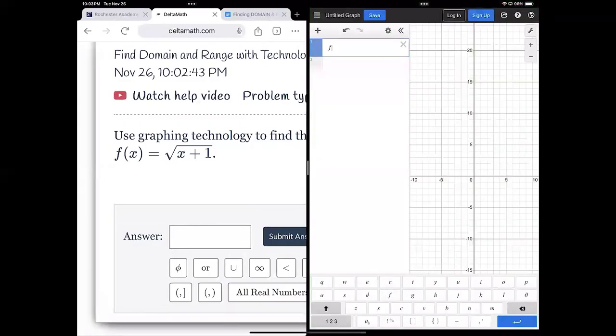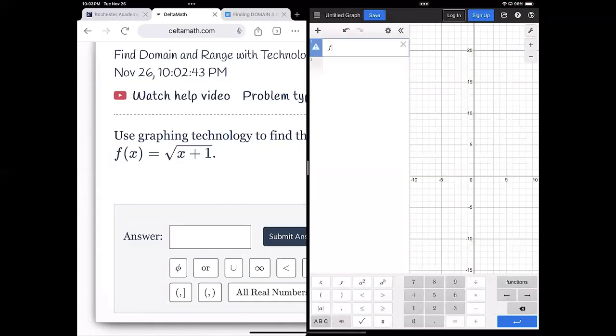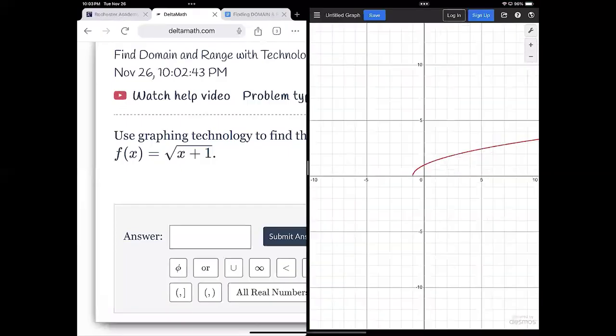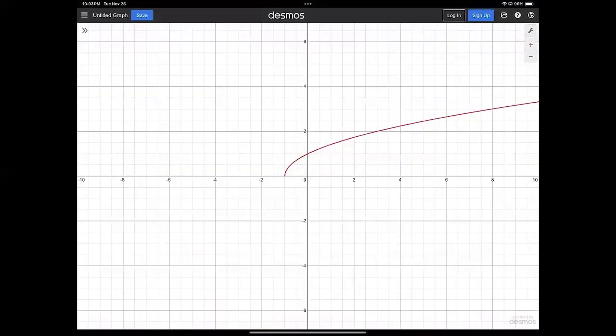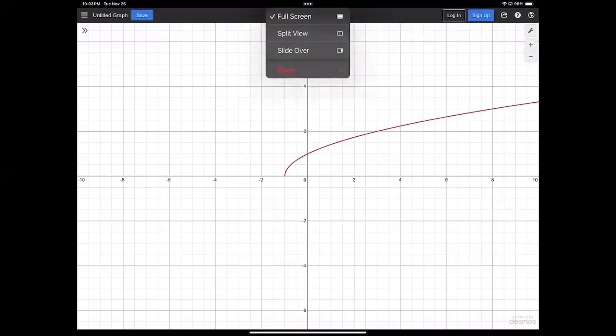So let's go here, f of x equals, and then it's going to be the square root of x plus 1. All right, so here is the graph. I'm going to do a full screen, and we were looking for, what were we looking for? Domain? I forgot.